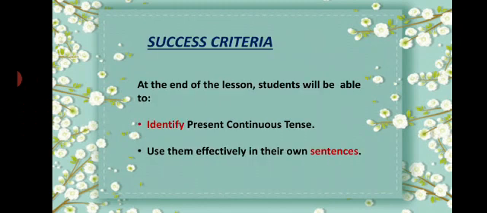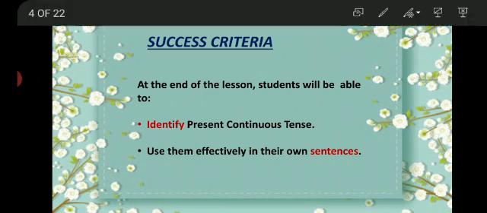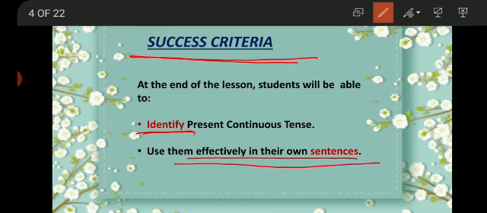Before starting our lecture, we will talk about the success criteria of our lecture, or you may say, the learning attainments or learning achievements of this lecture. So, students, at the end of the lesson, you will all be able to identify the present continuous tense. It means you will be able to identify its formation. After having the idea of this formation, you will be able to make sentences about it. Okay, students?